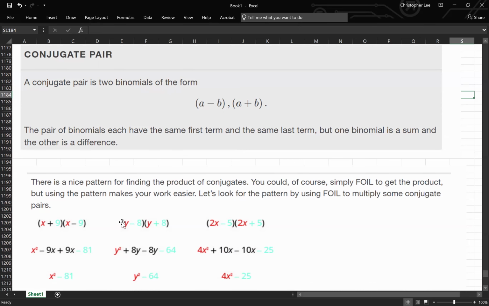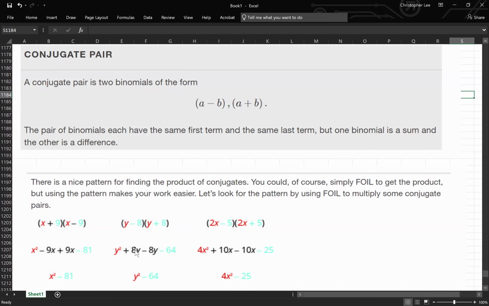Let's say I have y minus 8 times y plus 8, right? We're going to distribute y times y, which is y squared. Y times 8 is plus 8y. Negative 8 times y is negative 8y. Then negative 8 times positive 8 is negative 64. Combining like terms, the two middle terms will cancel out. I'm left with y squared minus 64.